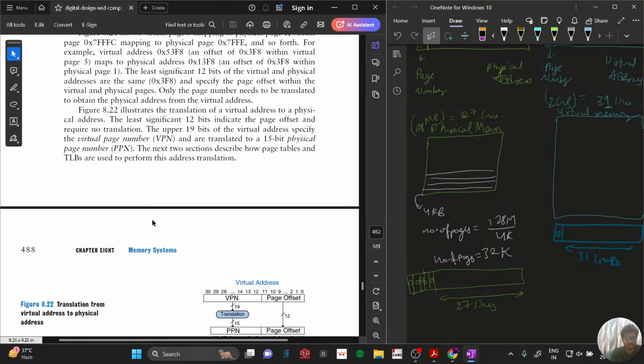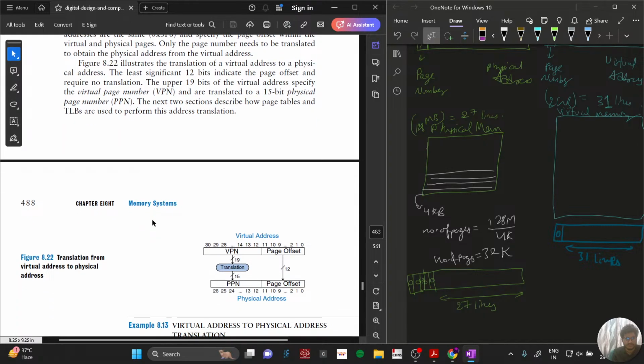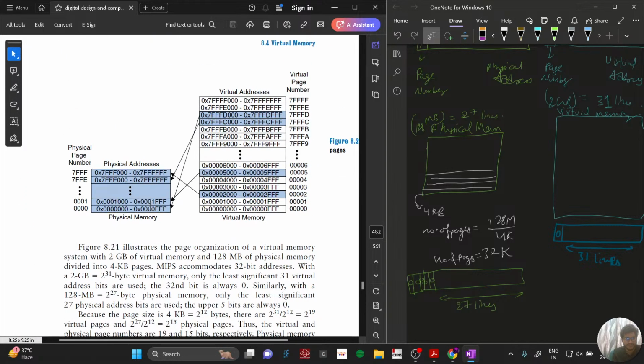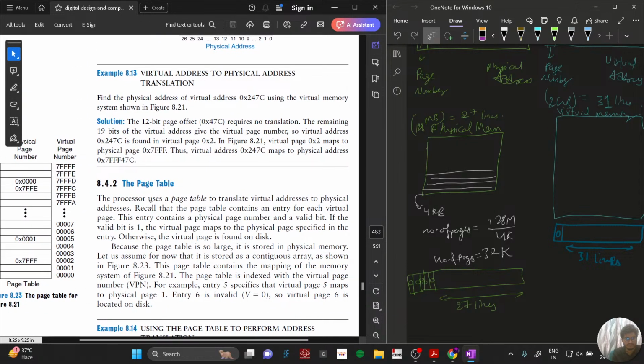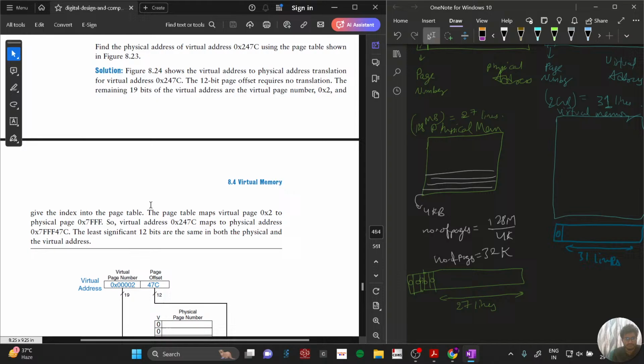The next two sections cover page tables. All this is address translation. Page table.